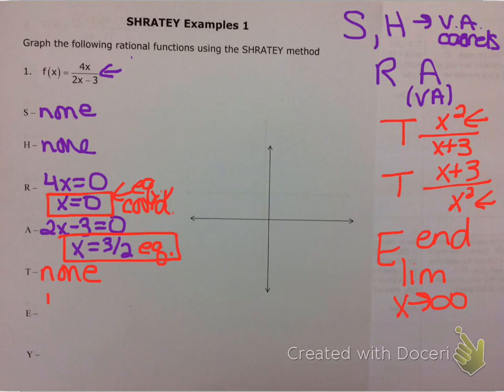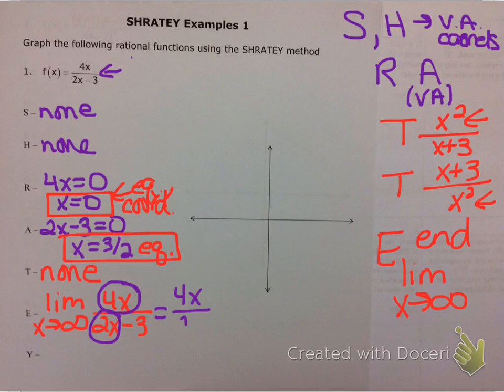So if I wanted to know what the limit as x approached infinity of this rational function was, then remember what we talked about is that you would take the leading term on top and the leading term on bottom, and you would reduce, and you would see what you ended up with.